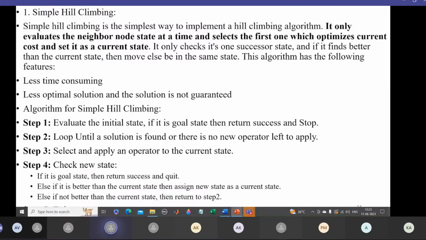So what is the algorithm here is evaluate the initial state. If it is the goal state na success and stop. Otherwise, you have to loop it until a solution is found, or there is no new operator left to apply. Then select and apply an operator to the current state. And again, you have to check the new state. So new state check பண்ணும்போது goal state na return the success and quit. The same steps are given, right?